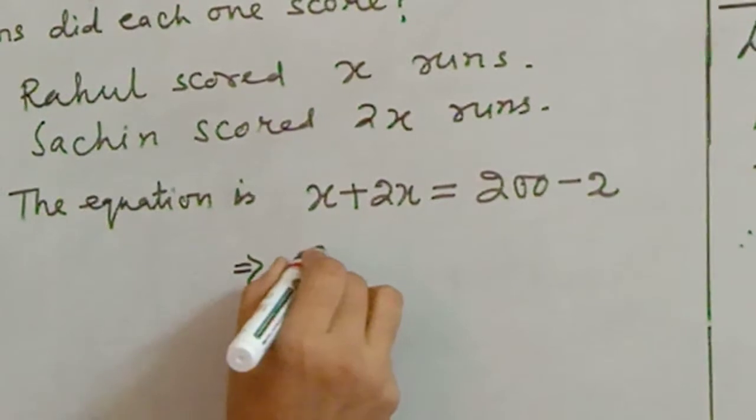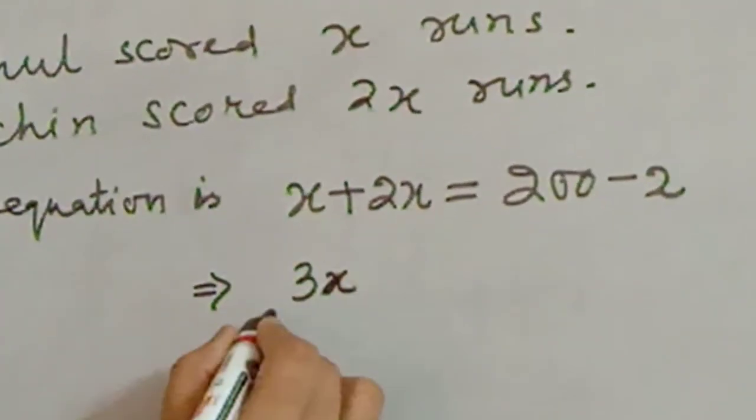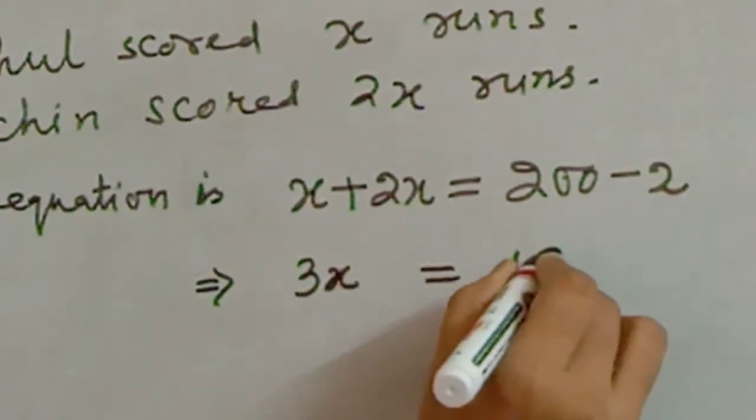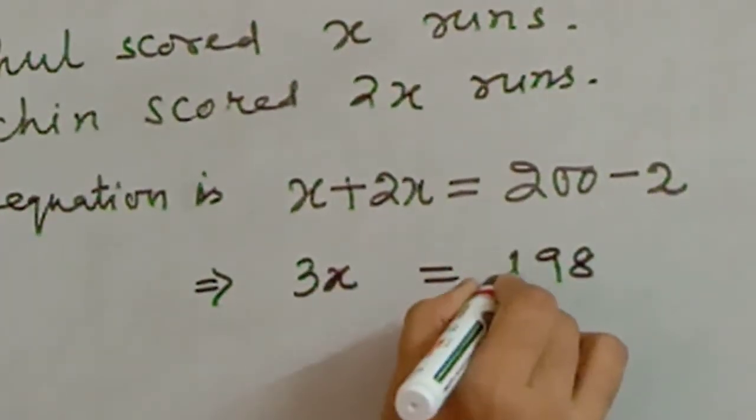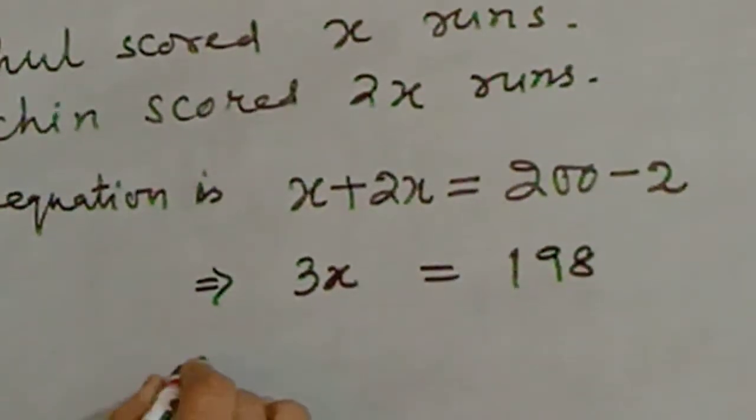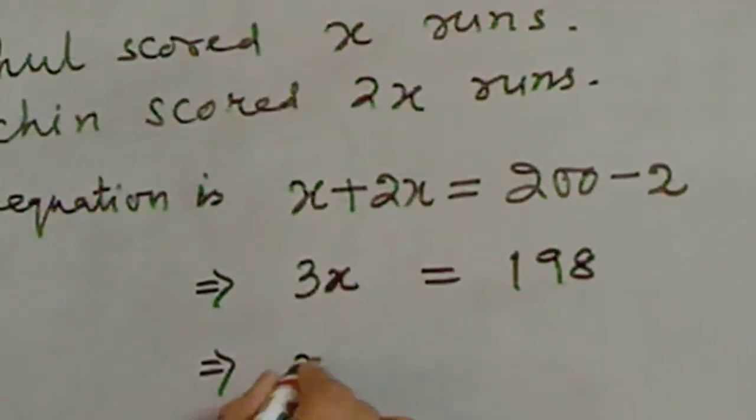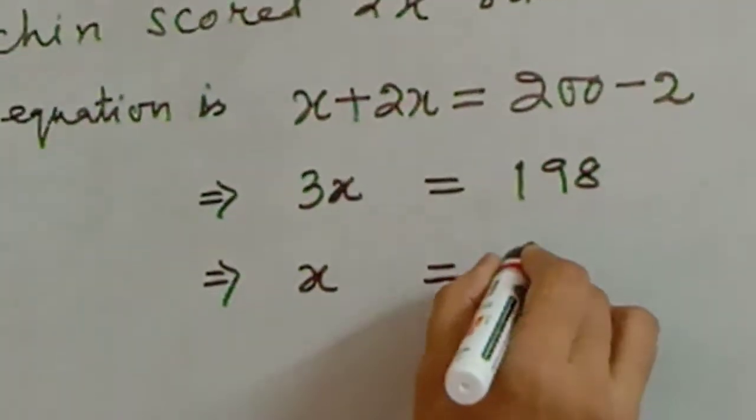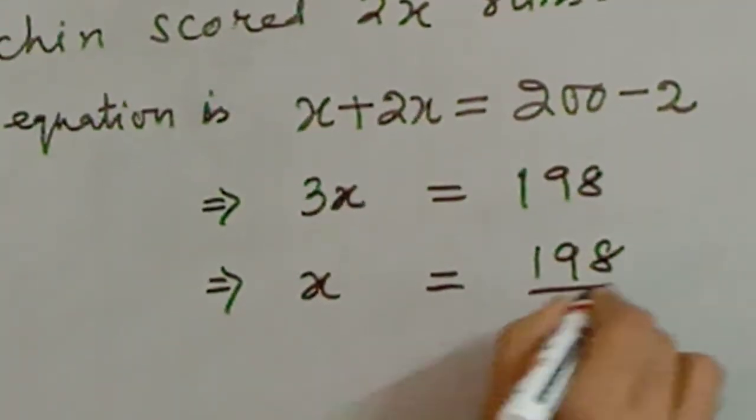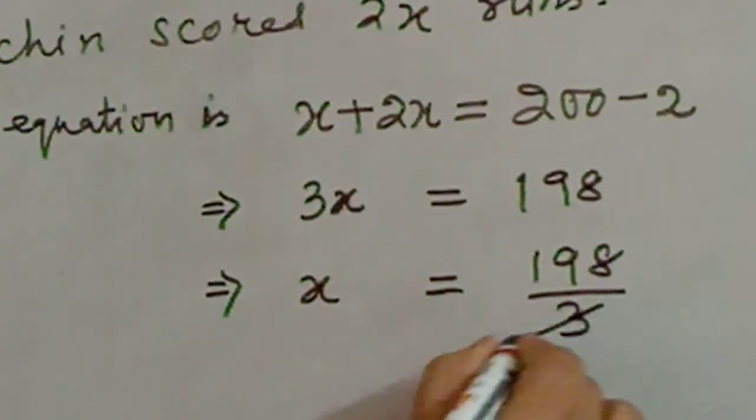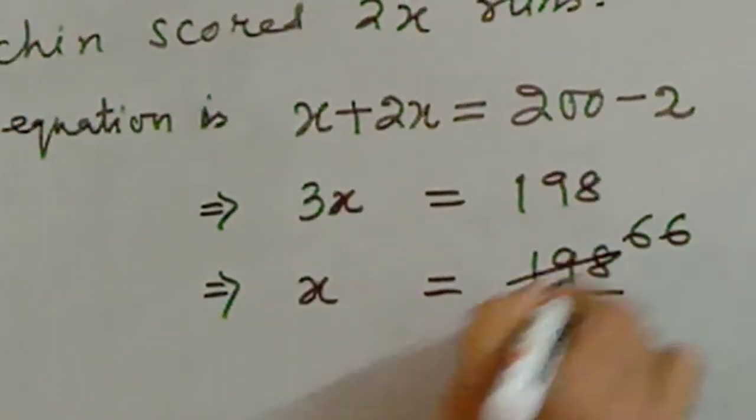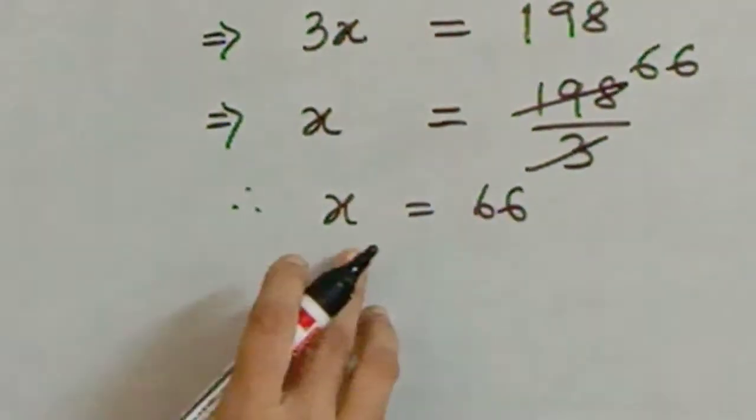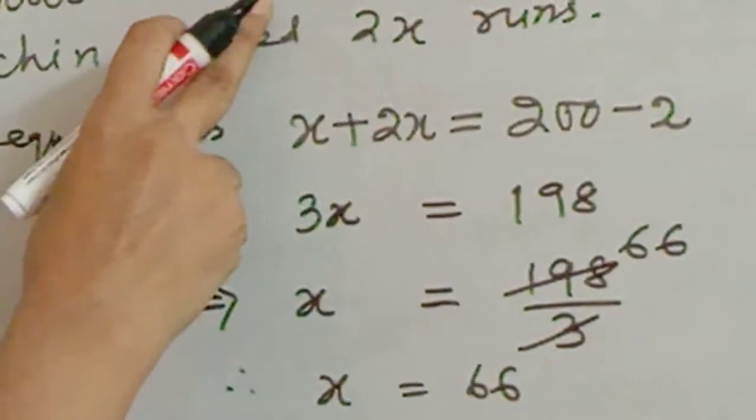Now x plus 2x, both are the same variable, so you can add them. 1x plus 2x, 3x is equal to 198. If you subtract 2 from 200, you will get 198. Now to find the value of x, you need to separate the variable, and 3 will be divided here. 198 divided by 3 is 66. Therefore, the value of x is equal to 66, and x we have taken for Rahul's runs.